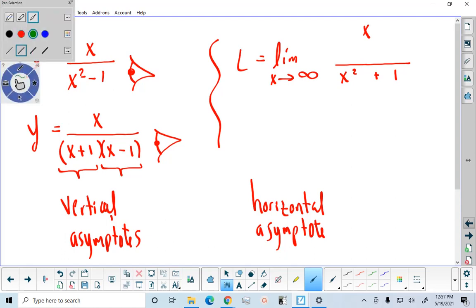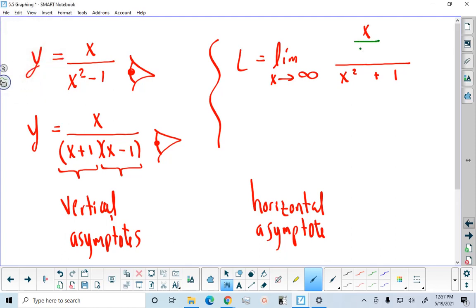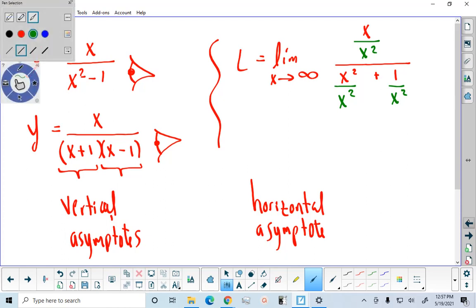Sooner or later, by the way, this rule is going to fail you. You'll go to use this rule with a function and it won't work. So it's kind of limited. But the rule for rational functions is you identify the highest degree term in all those red terms. We've got x and x squared and 1. The highest degree term is x squared, and you divide everything by x squared. And then you simplify each of those terms individually.